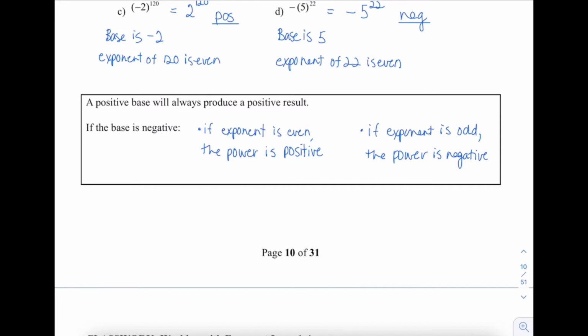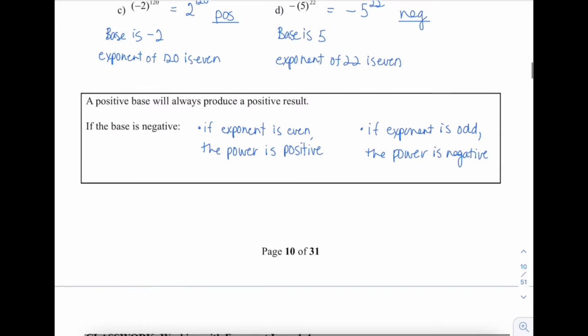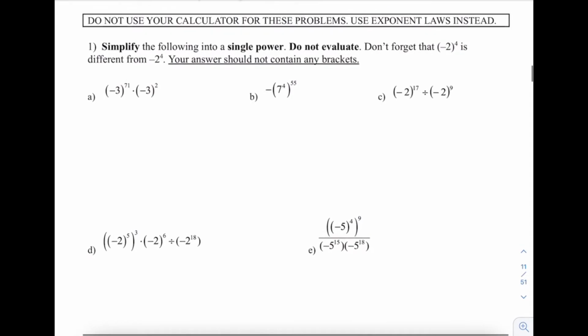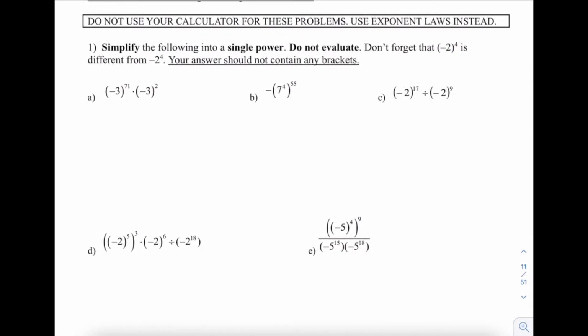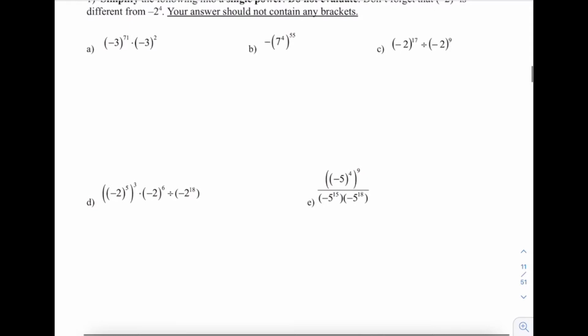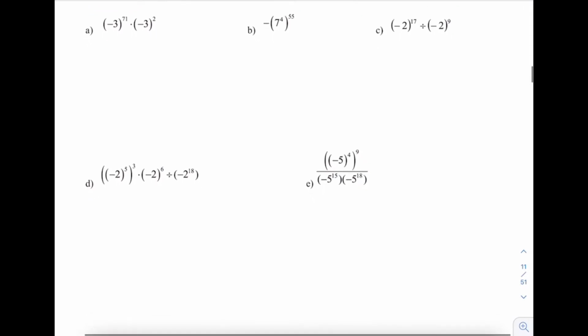So let's put this concept into use. We're going to do a few questions now. We don't need our calculator. In fact, we don't want you to use your calculator for these problems. We want you to use the laws. And we don't want you to evaluate. We just want a single power. So let's look at part A.